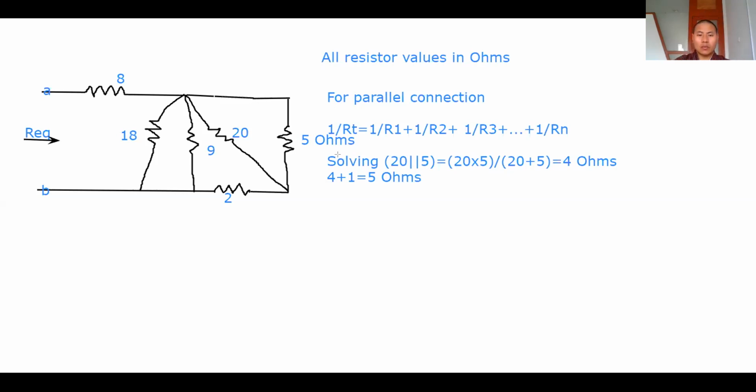Now in the next step, again we have 20 ohm connected in parallel with the 5 ohms. Again, we can solve similarly here. 20 ohm is connected in parallel with the 5 ohms. So the equivalent resistor for that one is again 4 ohms. Which means again we can redo the network.